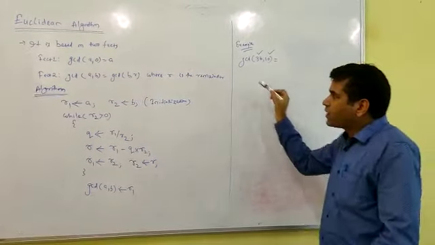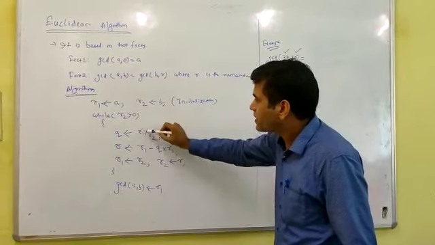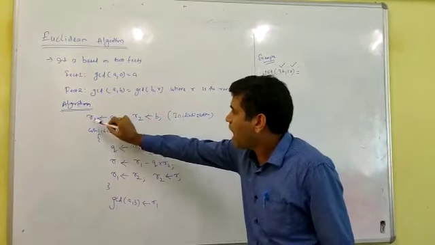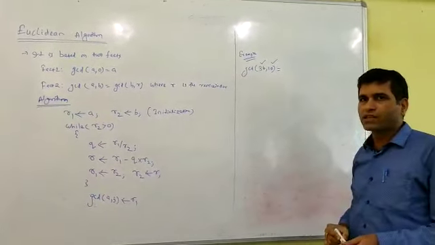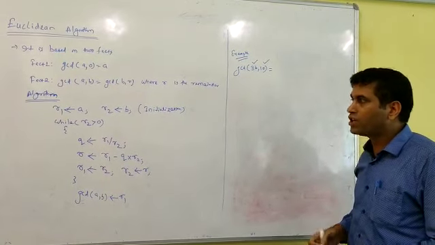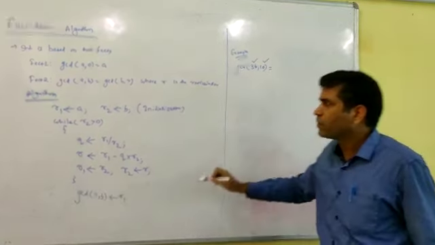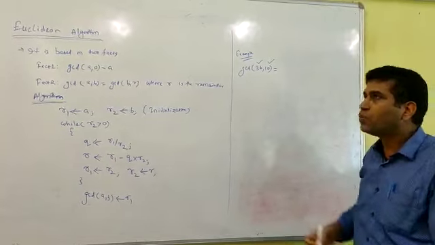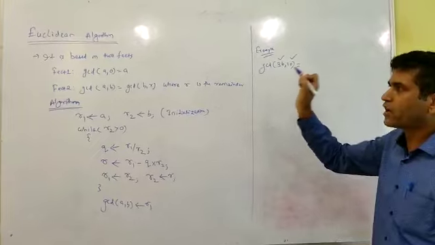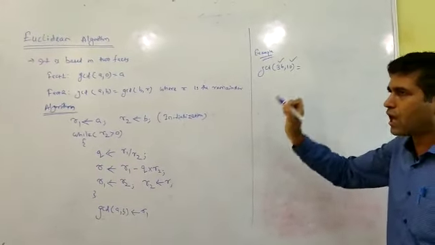From the algorithm's point of view, R2 equals 10 and R1 equals 36. I want to solve the GCD, greatest common divisor, the algorithmic way. Which algorithm? Euclidean's algorithm. So how do we solve it? We have to focus on fact 1 and fact 2, and on the algorithm.